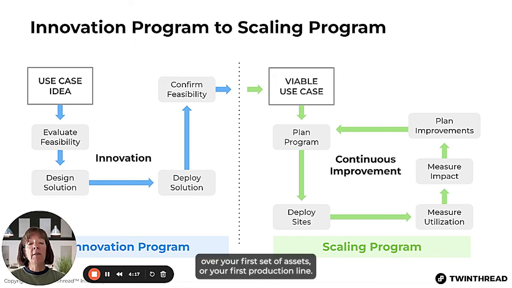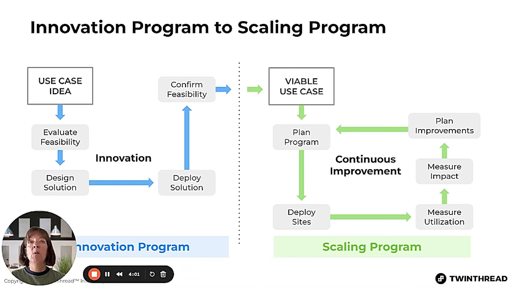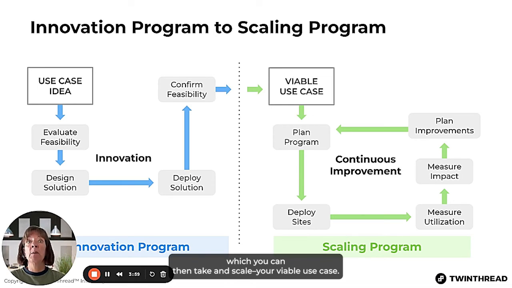first set of assets or your first production line, and just making sure it works, making sure that the theory of the case actually turns into the reality of the case, the economic benefits. And sometimes there's a loop here that goes through where you tweak and adjust and tweak and adjust until you've got something which you can then take and scale, your viable use case.